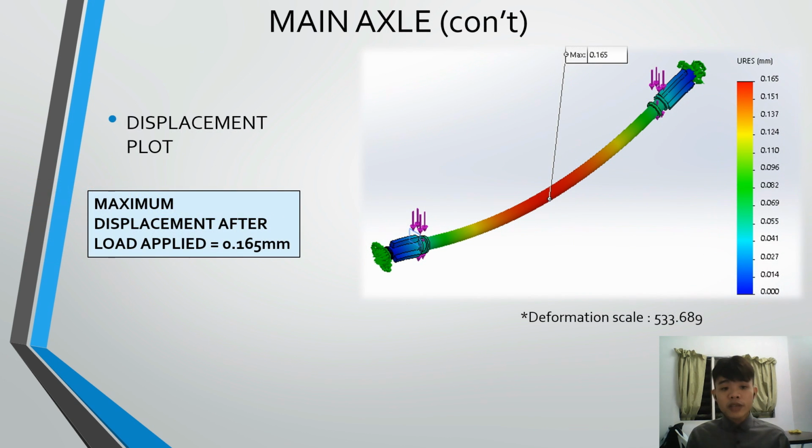So next, from the displacement plot, the graphics show the deformed results under the load of 1025.42 Newton with a deformation scale of 533. The result shows the maximum displacement value is only 0.165 mm, which can be considered negligible, on the middle area of the axle indicated by the red color contour.